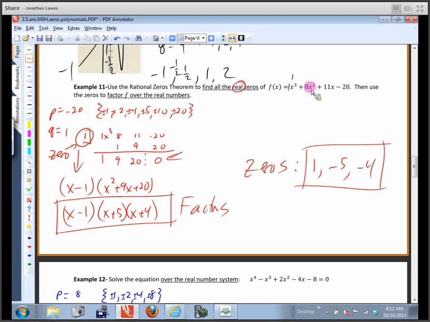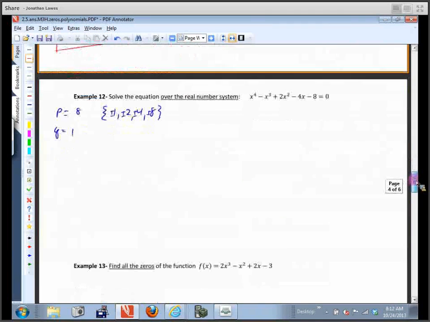What would this be if I plug in a 1? It's going to be an 8. That's going to be an 11, and that's a minus 20. That's 9 plus 11. That's 20. 20 minus 20 is 0. So you could visually check to see whether or not 1 would work just by looking at the coefficients. So let's take a look at this one and see if that works here.